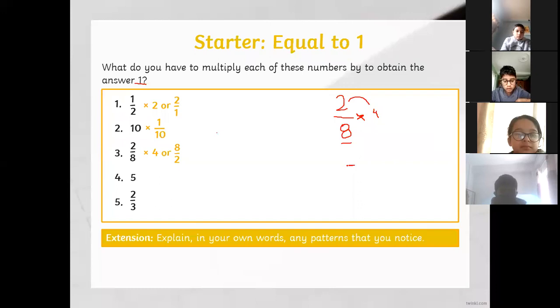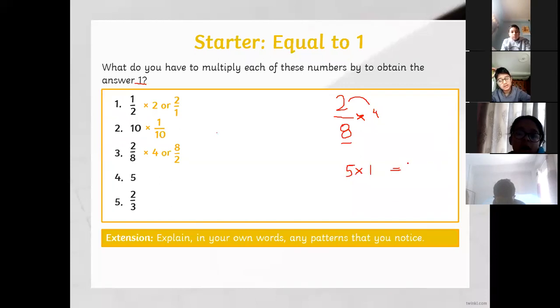If you multiply 5 by 1, what will it be? Well, the answer will be 5. 5 times 1 is 5, not 1. If you multiply 5 by 1, that is not 1. That is what? 5. So instead of this, if you multiply it by 5, what will be your answer now? 1 by 5, okay, not by 1.